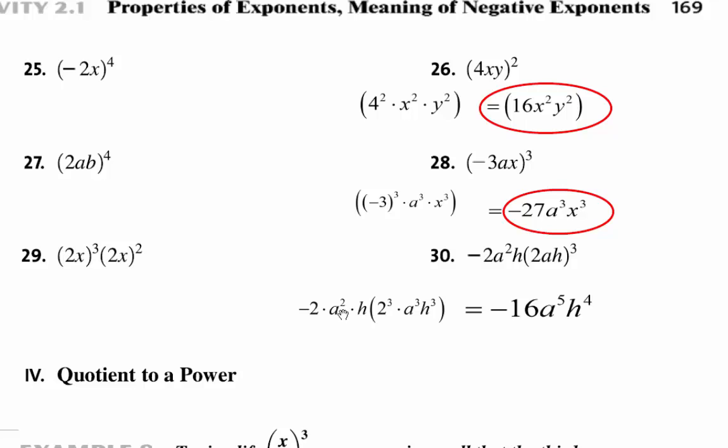Then we have the a squared times the a to the third. So if we add the exponents, the 3 plus the 2 gives me my 5. And then we have h to the 1 times h cubed. So the 3 plus 1 gives me my 4.